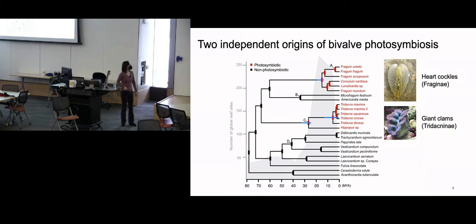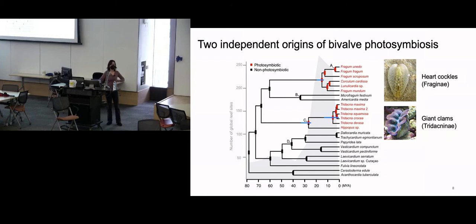What's interesting about this group is that there are two clades in the same subfamily, and one group is entirely photosymbiotic, and they have a sister group in the same subfamily that doesn't have any symbiotic association. Because of this, they provide a really good system to conduct comparative analysis, right? So I'm going to show you some more pictures of this group to give you some idea about what they look like.